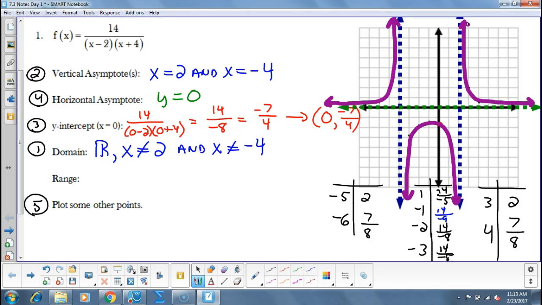Yep. Okay. So now from that, can we get a range? All real numbers such that what?